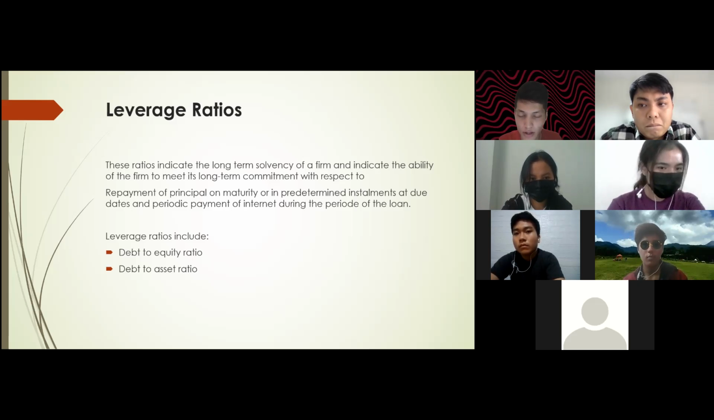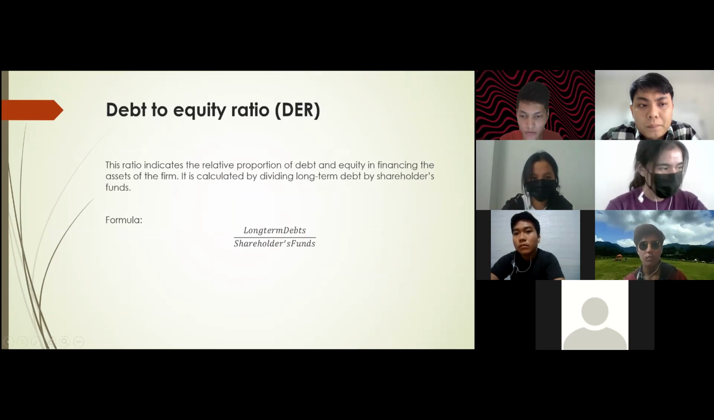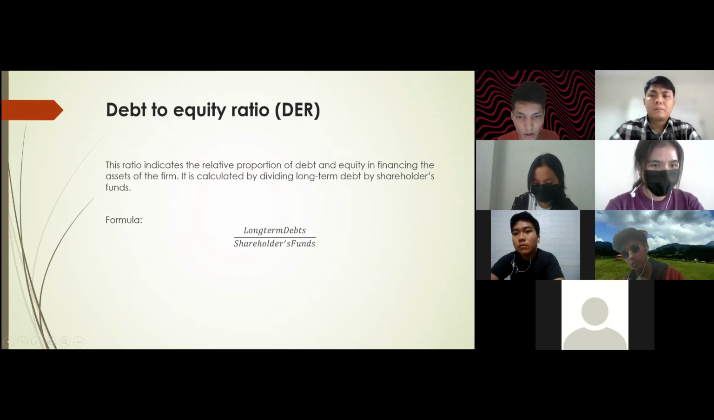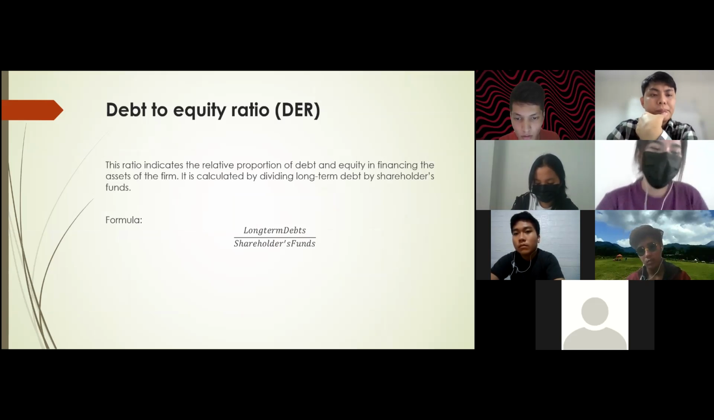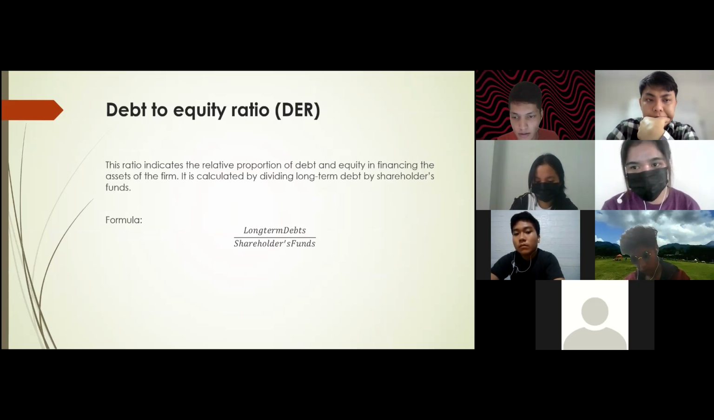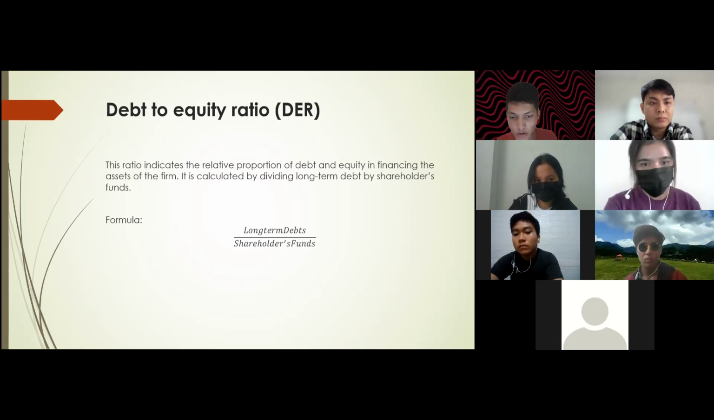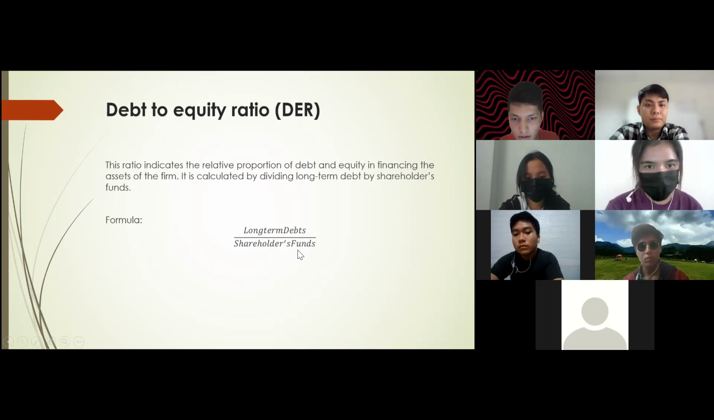If we go to the next slide, it is about the debt to equity ratio, DER. This ratio indicates the relative proportion of debt and equity in financing the assets of the firm. It is calculated by dividing long-term debt by shareholders' funds. It's pretty self-explanatory, because the formula is long-term debt divided by shareholders' funds, and the answer is the DER, debt to equity ratio.